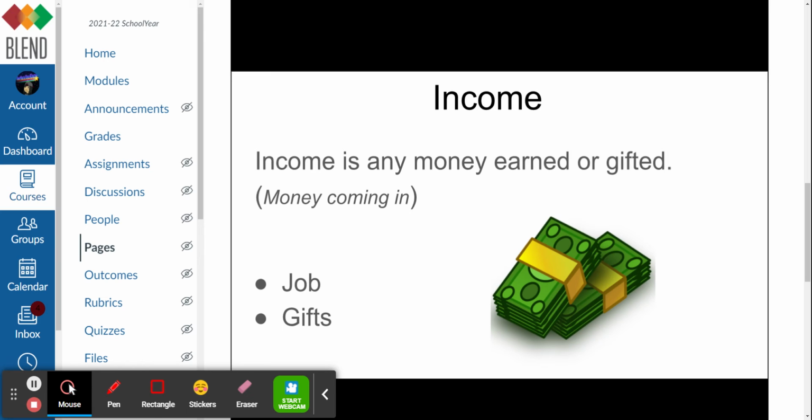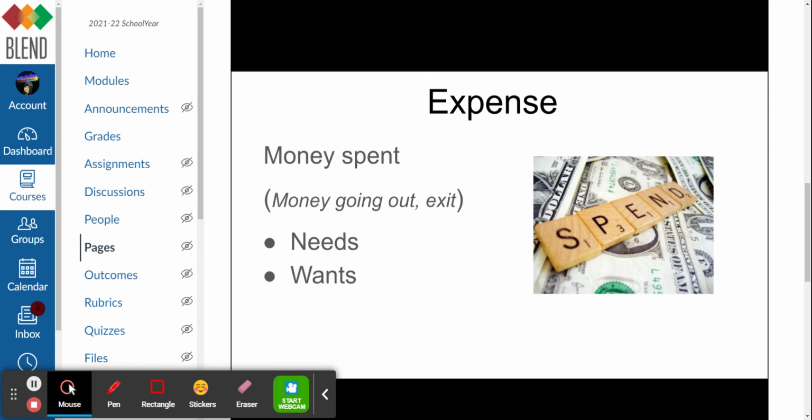Anytime you earn money from your job, anytime you earn money from basically anything, that's money coming in. That is income. Any money coming in is the money that you are earning. It could also be from gifts and things like that. So if you have a job babysitting and then your grandparents give you a $100 check for your birthday, both of those are examples of income.